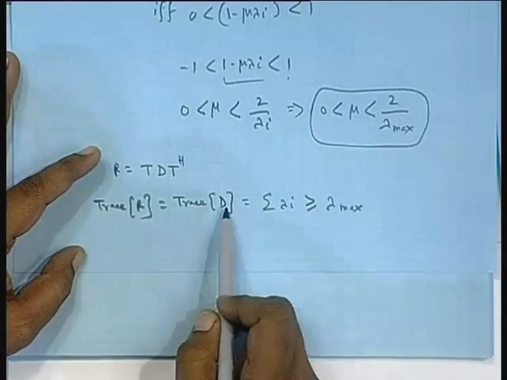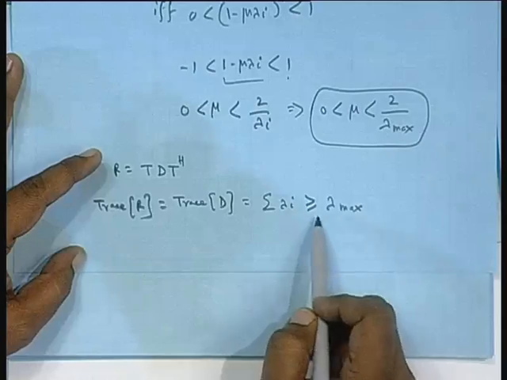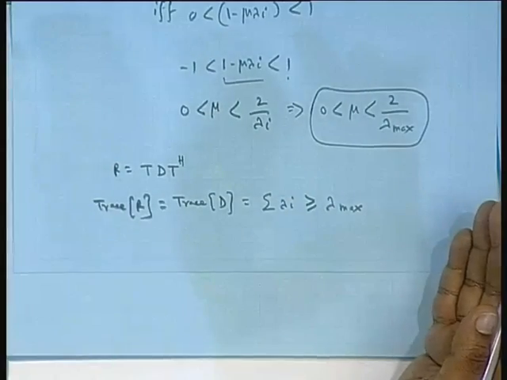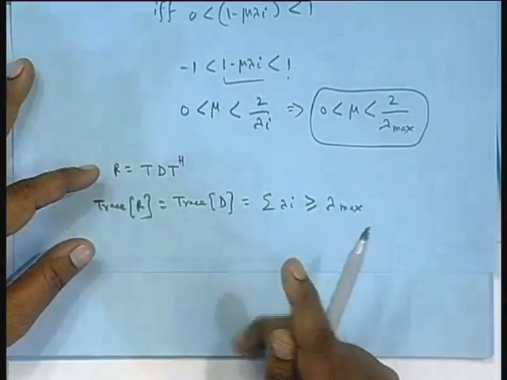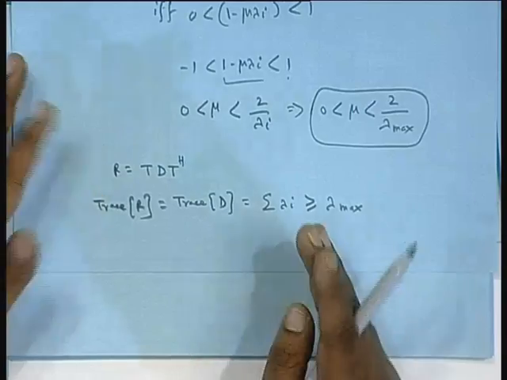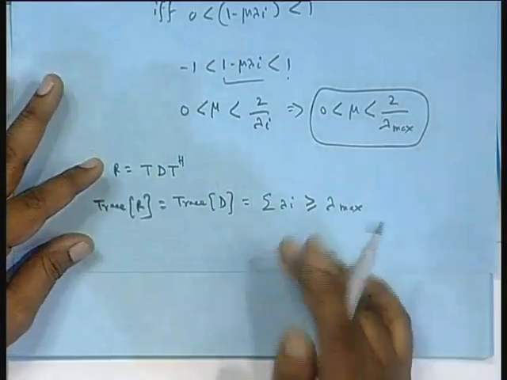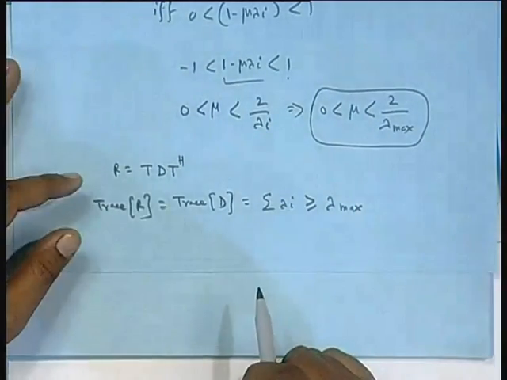Now, you see trace R is trace D, which is the summation of lambda i, and it is greater than or equal to lambda max, of course, because in this summation there is at least one lambda max. Others can be either positive or 0, can never be negative. If it is positive definite, others will be only positive.